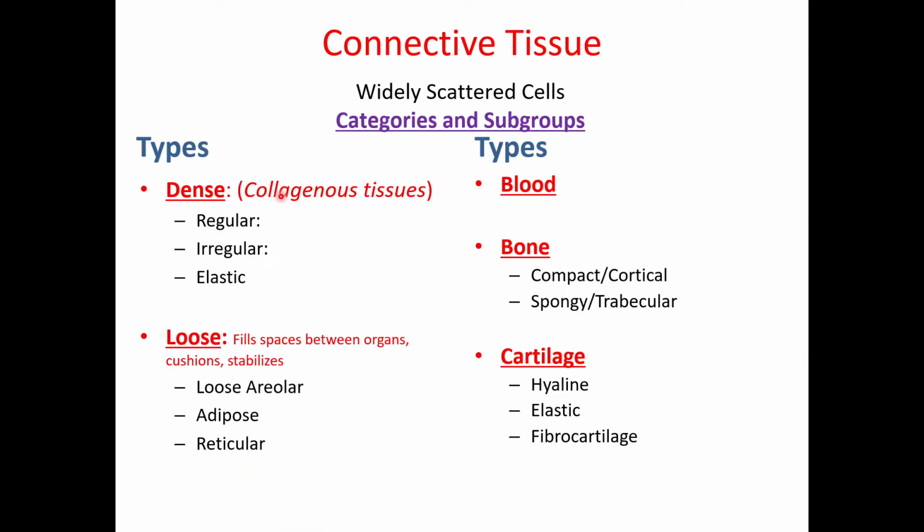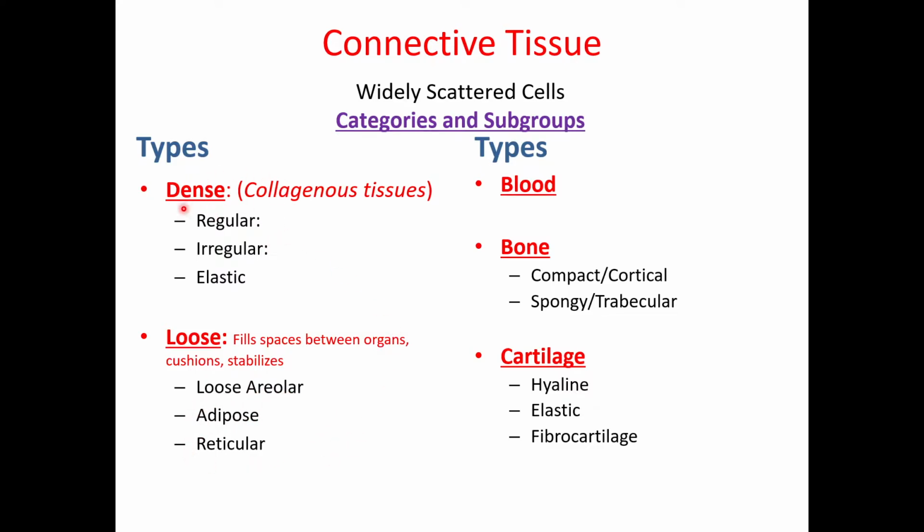So taking a look here, we have a few different types. We have our dense and our loose. These are the two subcategories of our connective tissue proper. We have dense connective tissue proper, and we have loose connective tissue proper. And naturally, of course, these guys are also going to get their own subcategories of regular, irregular, elastic, and then loose areolar, adipose, and reticular.